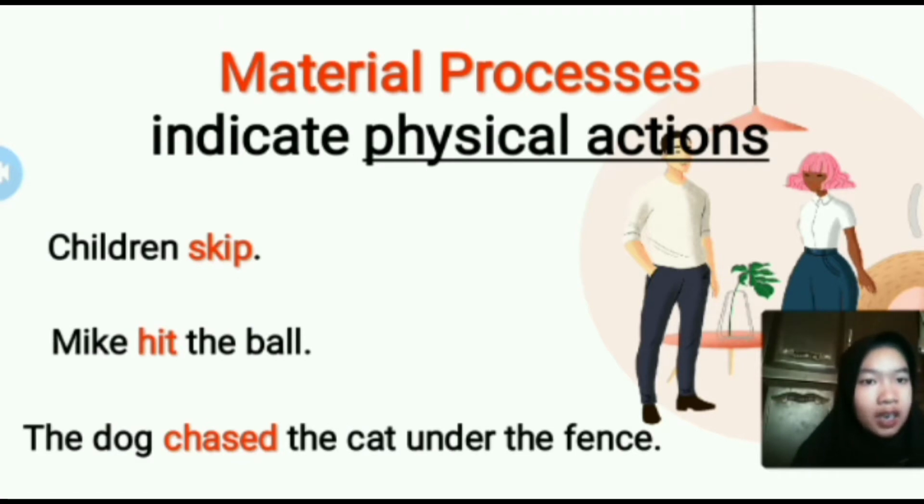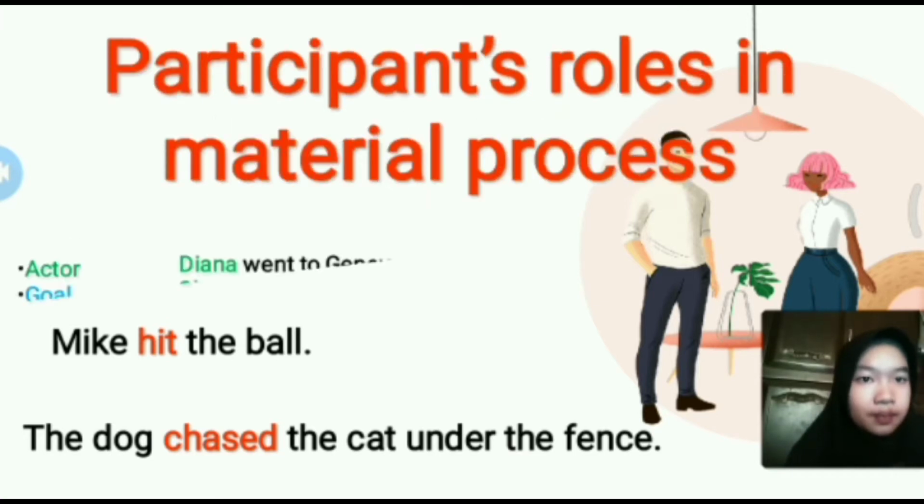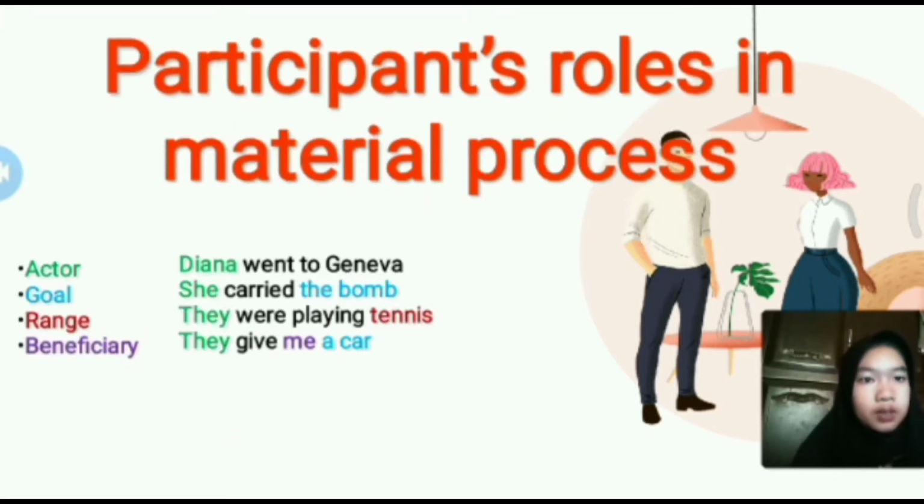Material processes indicate physical action. For example, children skip, Mike hit the ball, the dog chased the cat under the fence. So the red color is the physical actions: skip, hit, and chase. Participants' roles in material process: we have actor, goal, range, and beneficiary. Diana went to Geneva. She carried the bomb. They were playing tennis, and they gave me a car. You can determine it by looking at the color of the word.